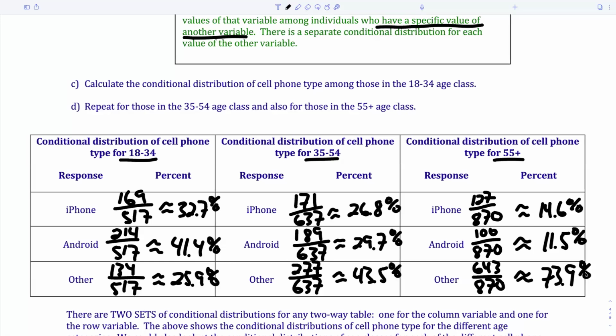All right, well, tell me one thing that you notice from the data. Okay, so stats, I said yesterday, we collect data and then we analyze it. So now that we have some data, what's one thing that you notice? Look at the 55 plus and the other. How much higher is that than an iPhone or an Android? Right? Why do you think that is?